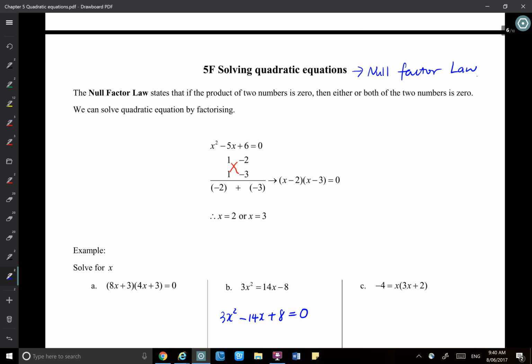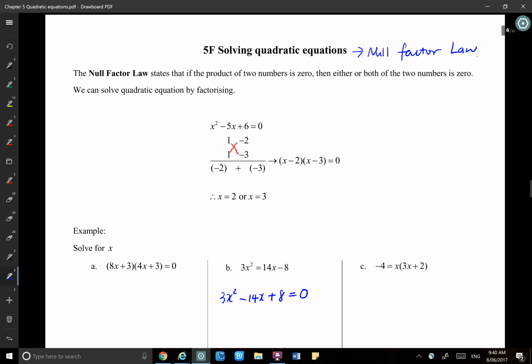We need to find different factors. Something times something times something equals 0. I must have 0 on the right hand side in the end, and all the things on the left hand side are in factorized form. So it's either the first bracket to be 0 or the second bracket to be 0 or the third bracket to be 0. So I can have more than one answer. Just so you know.